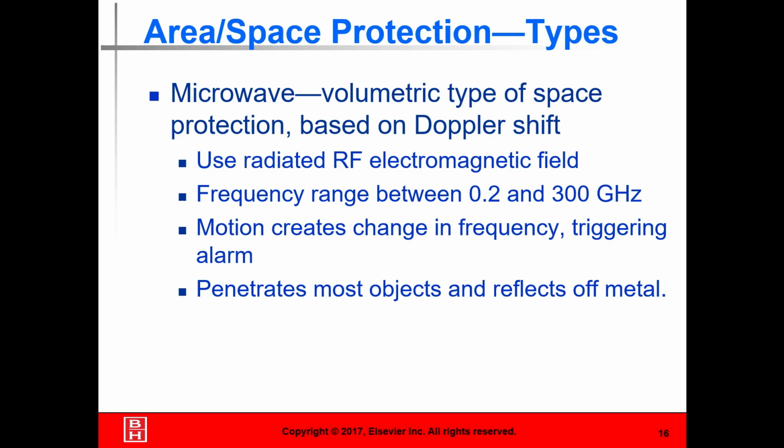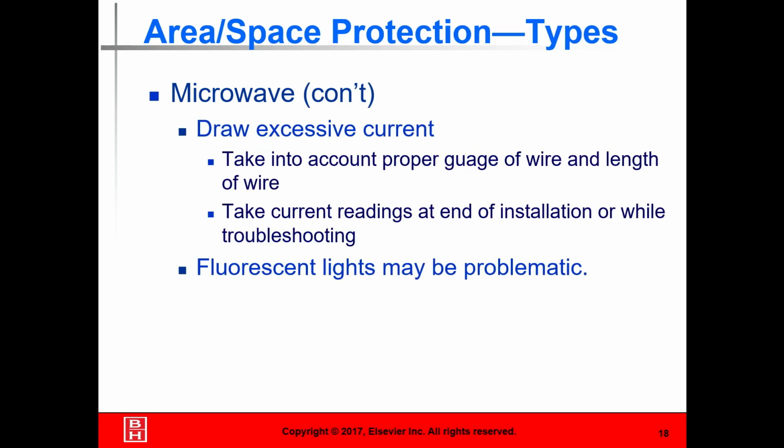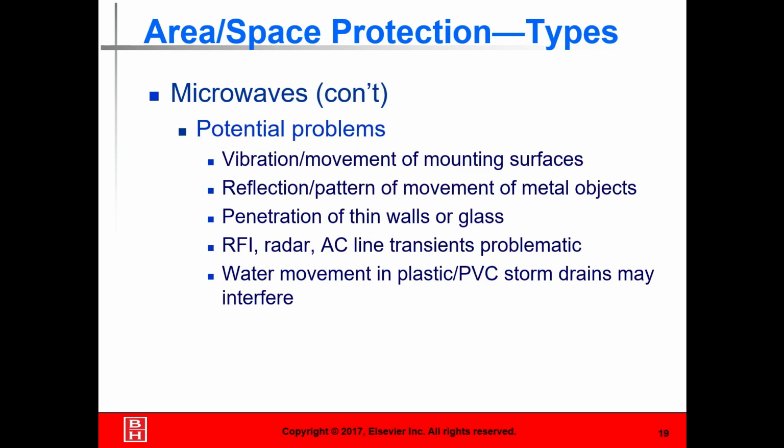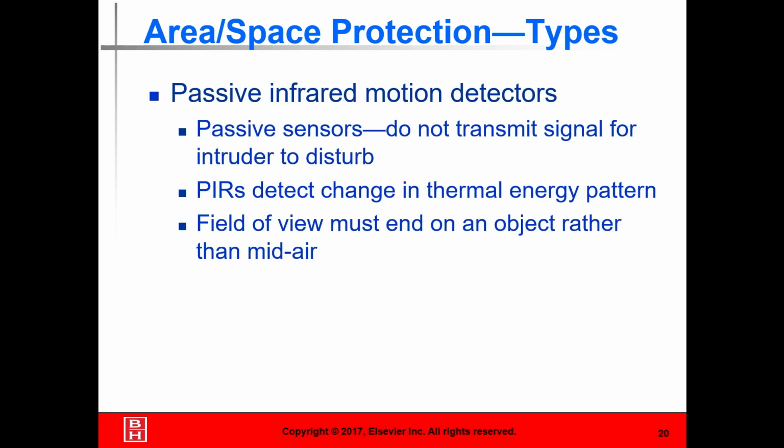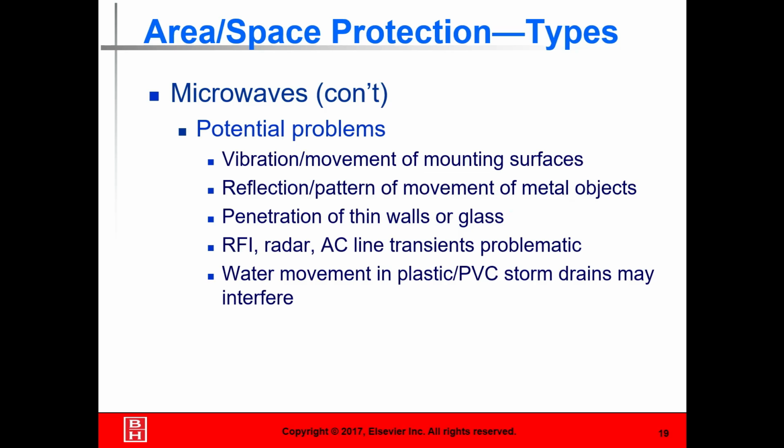Microwave detectors are a volumetric type of space protection and are based on the Doppler shift. They detect intruders by the use of an electromagnetic field which operates in the sensing area. Some intentional problems: vibration, reflection, penetration of thin walls, RF radio frequency interference, radar, water movement, and plastic PVC pipes. So these are some of the different things.